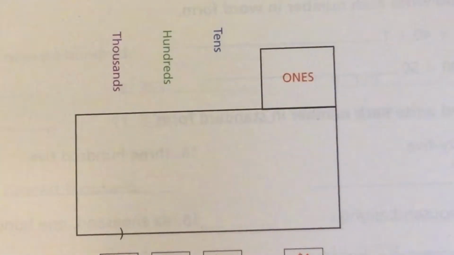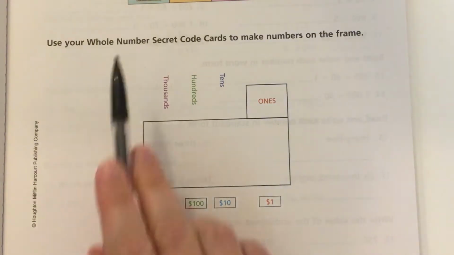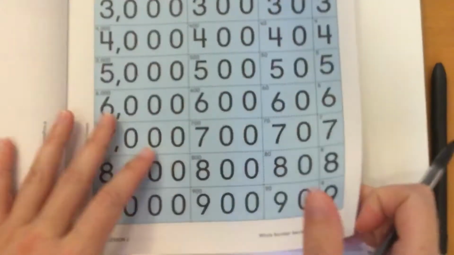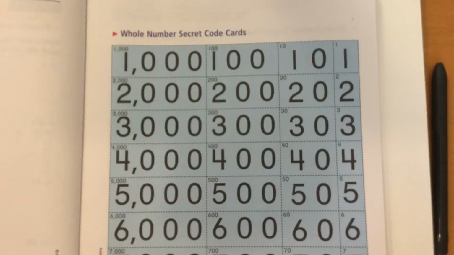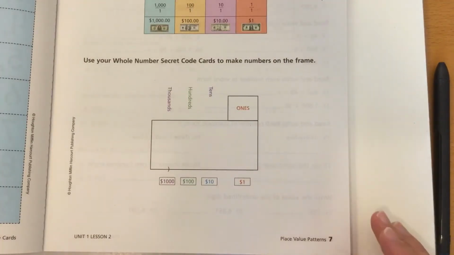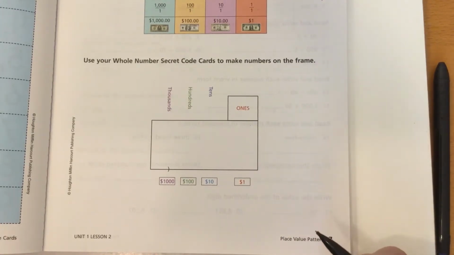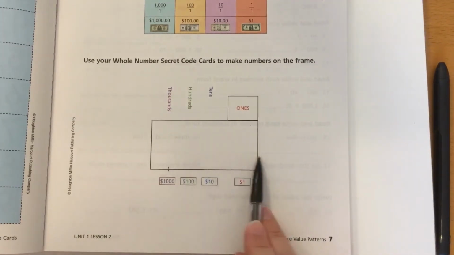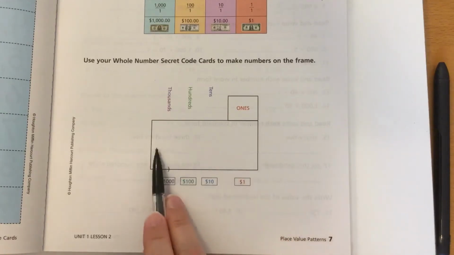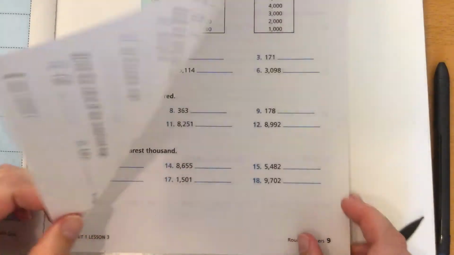This is an activity that is pretty useful if you find yourself needing extra practice with place value. You do have your whole number secret code cards here. If you've got a pair of scissors, you could cut those out and practice making numbers. I'm not going to spend time on the video demonstrating that, but it is kind of fun to give yourself a number like 5,243 and then try to represent it with your cards. You'll notice that you'll stack them in layers, the thousands layer being the largest layer and the bottom layer.